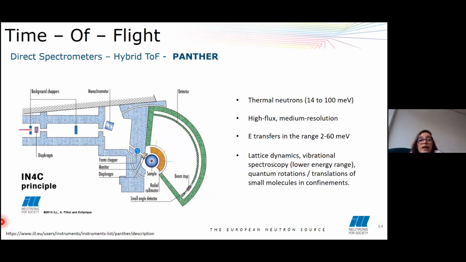So PUMA has a high flux but medium resolution and can be used to study lattice dynamics, vibrational spectroscopy between 2 and 60 milli-electron volts. In this case, it would be very complementary to Lagrange, which we saw last week. And it's also very helpful to study quantum rotations and translations of small molecules in confinements.